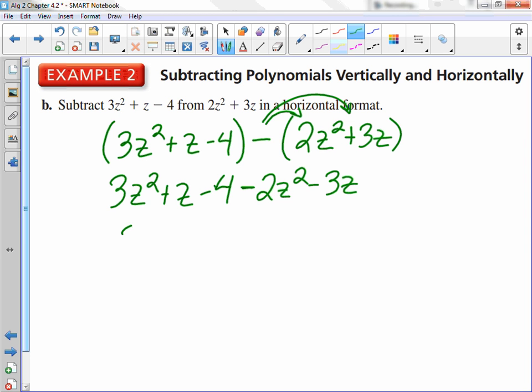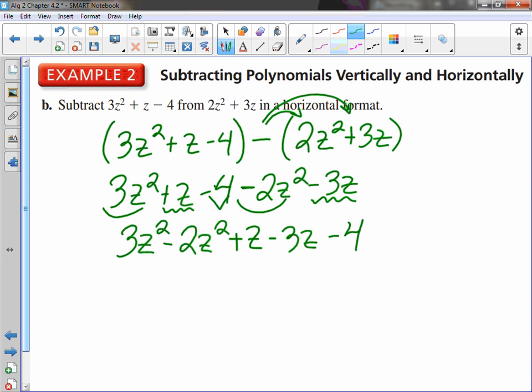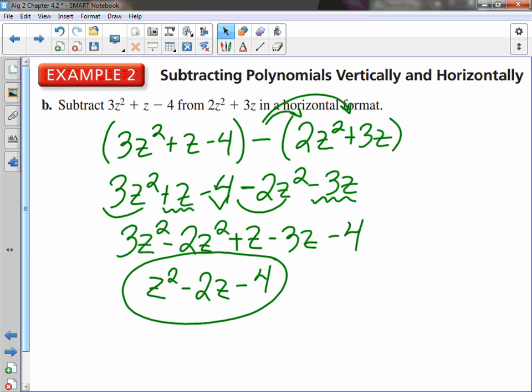Now it's going to be the exact same because we're going to reorganize them. So 3z squared minus 2z squared. We put those together. Plus z minus 3z. And then I just have minus 4. So these went together. These went together. And he's by himself. Well, 3z squared minus 2z squared is z squared. z minus 3z would be minus 2z, and then minus 4. That's it. That's all we have to do with these here.